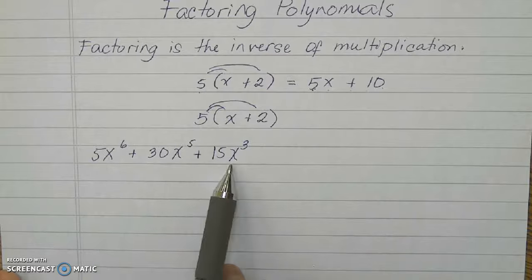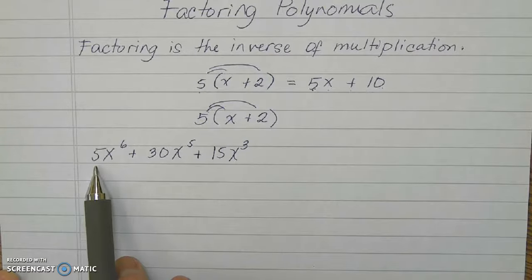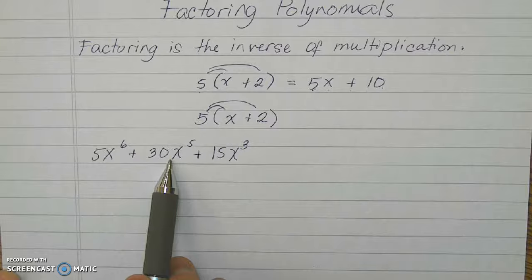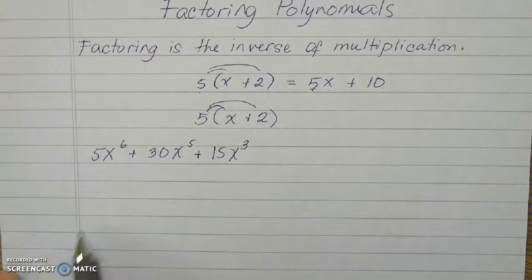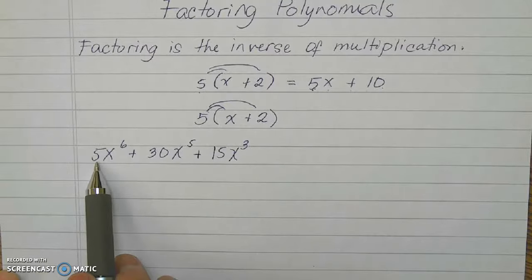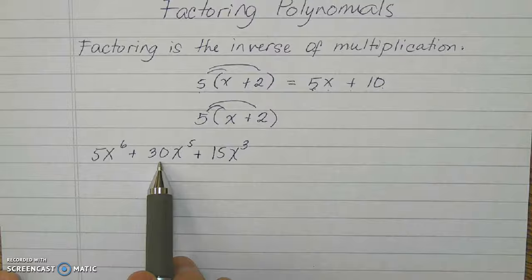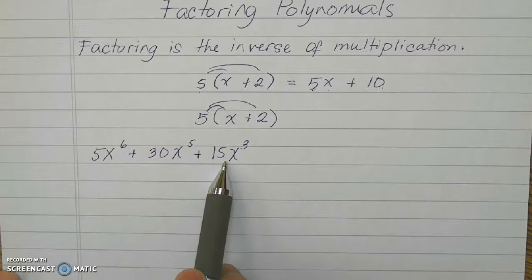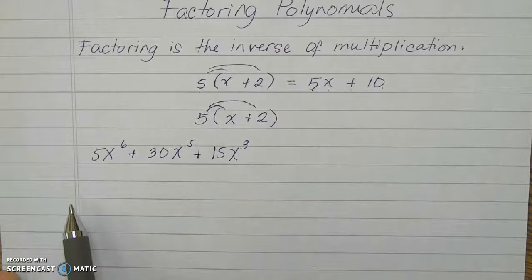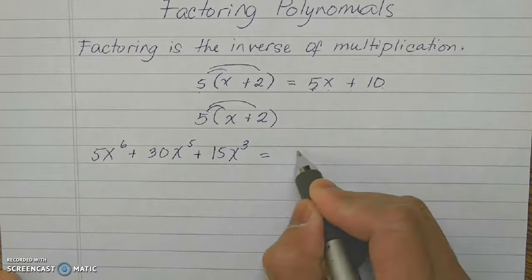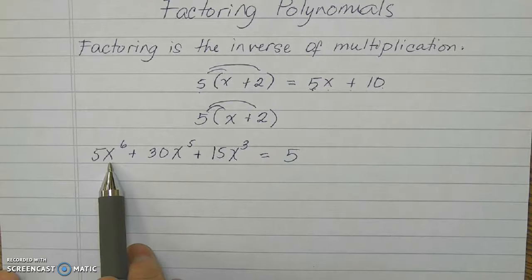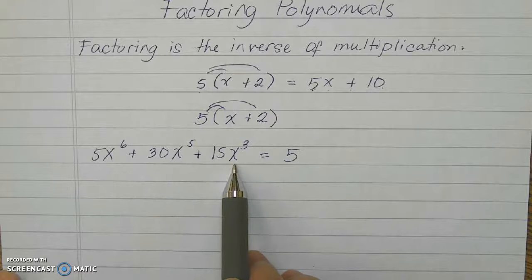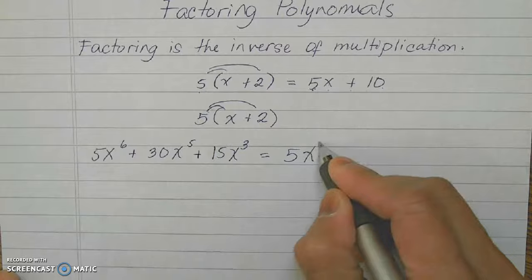And the way you handle this is you're going to look at the numerical coefficients, and you're going to look at the variables, the literal coefficients. So let's look at our numerical coefficients. Here I have 5, here I have 30, and here I have 15. This is telling me that the greatest common factor is 5. Looking at the literal coefficients, I have x to the 6th, x to the 5th, and x to the 3rd. The biggest common factor is x to the 3rd.